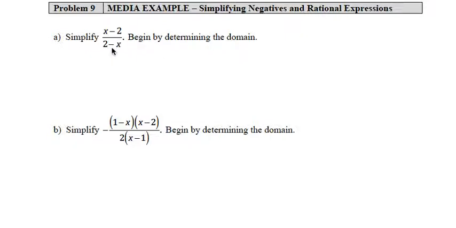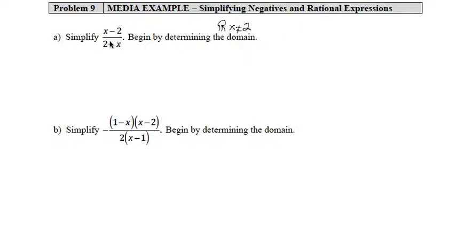So if I look at the denominator here, I want the values of x that make the denominator 0. Those are the ones that I will not be able to use. So in this case, if x is 2, the denominator is 0. So I'm just going to say here the domain is all real numbers x not equal to 2. And then we'll write that into our final result later.